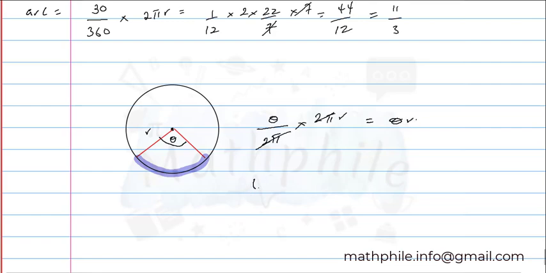So we say that the length of an arc is equal to theta r. Length of arc is equal to theta r.